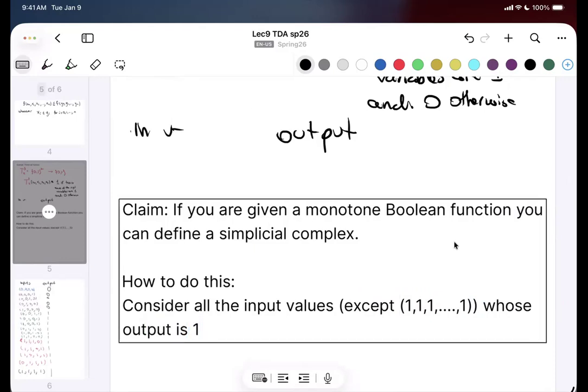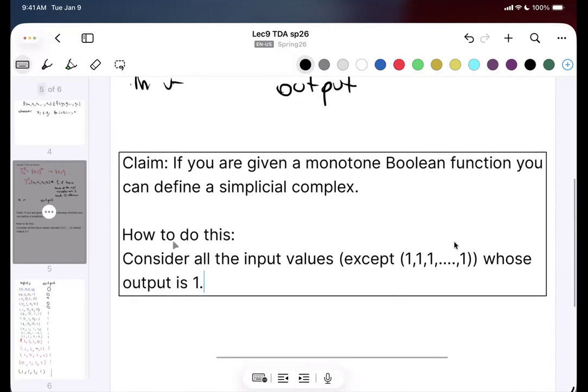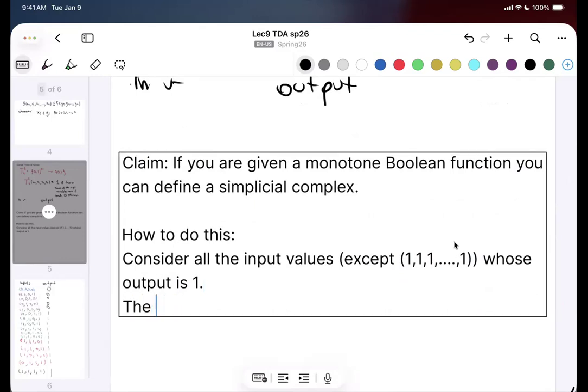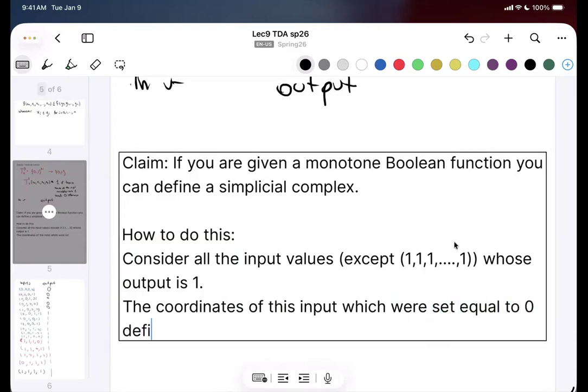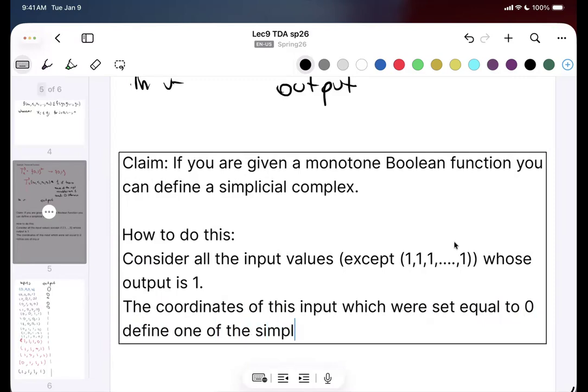Then the coordinates of this input which were set equal to 0 define one of the simplices. Okay, so you'll see it's very simple in the example, but it looks a little bit weird, the way I'm writing it.